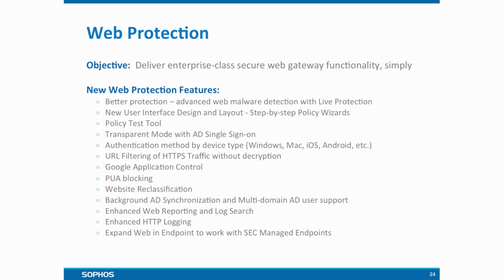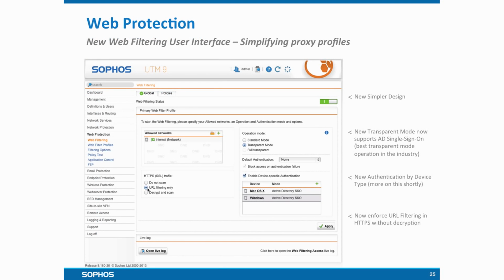Now, rather than go through this full list here, let's have a look at these new features. The first thing you'll notice is the new Global tab for web filtering. The new design offers better organization, fewer tabs, and greatly simplifies working with proxy profiles. We've actually added more features, but made it simpler at the same time. We now offer the best transparent proxy mode in the industry, with accurate, reliable support for single sign-on with Active Directory, something a lot of our competitors really struggle with. We've got a very innovative approach, and it just works.